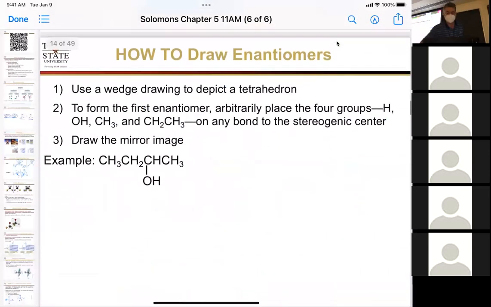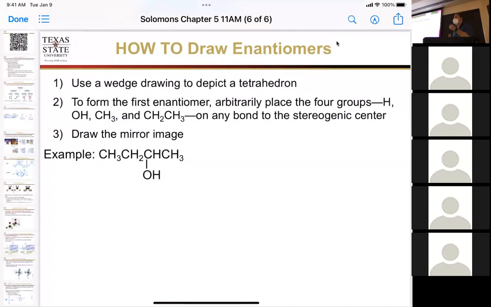Okay, so how do we draw our stereoisomer? The first way to draw our stereoisomer is to get it in the stereocenter in that 3-dimensional drawing where it's wedges and dashed wedges and lines. So we have to get that wedge drawing first. Then we can put them anywhere we want. It doesn't matter. We just have to get in that wedge structure. And then we draw the mirror image.